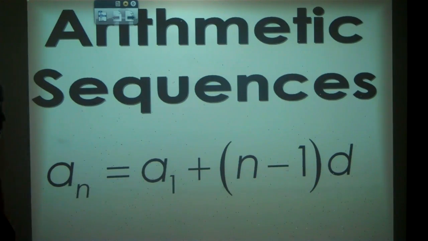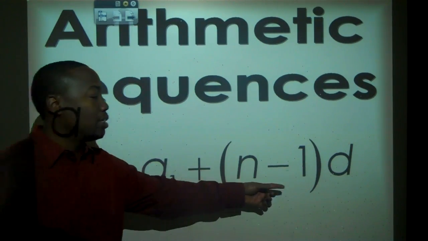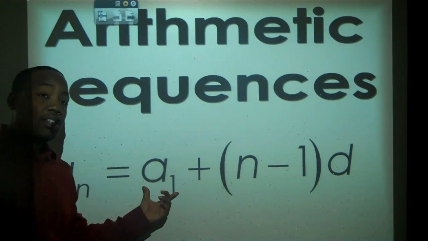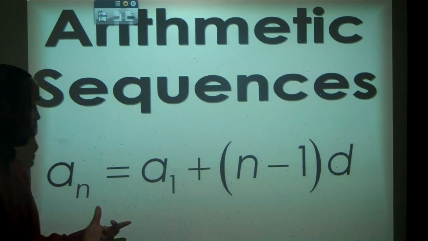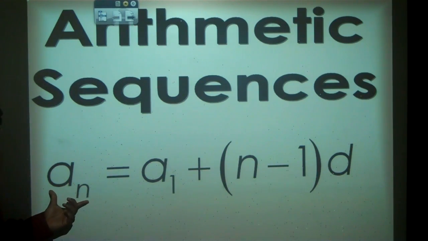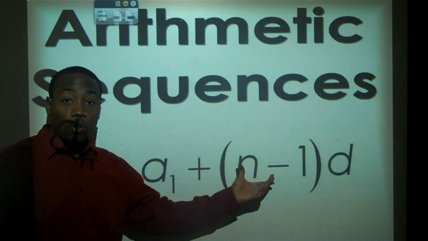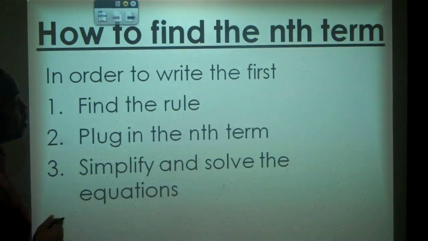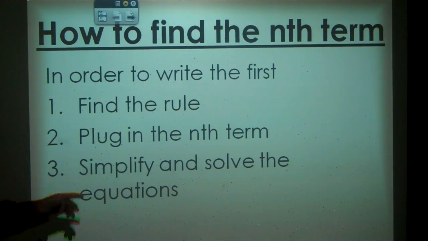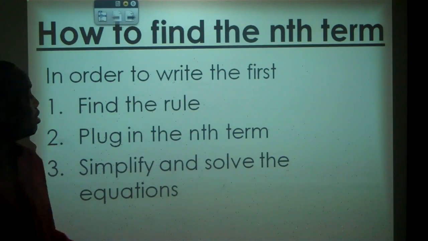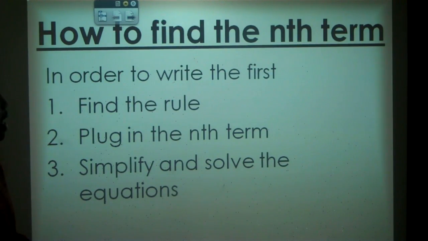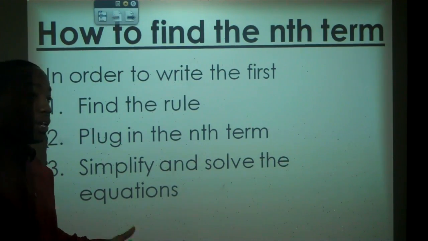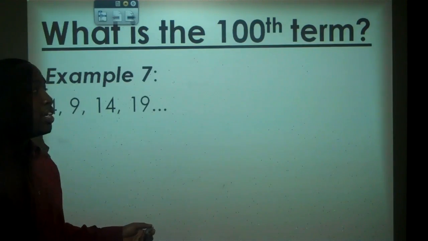The formula for an arithmetic sequence is a_n = a_1 + (n - 1)d. My d is my common difference, my a_1 is the first term in the sequence, and my a_n is the term I'm looking for. After I get this whole rule, which is called creating the rule, I can find any nth term. So let's go through the steps again. How do I write the nth term? In order to find the nth term, I need to first find the rule, plug in the nth term, simplify, and solve the equation. Alright? So let's go through the example.